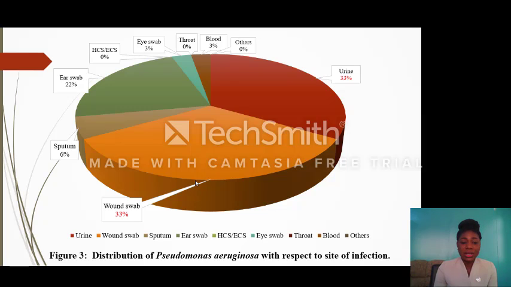Here is a figure showing the distribution of Pseudomonas aeruginosa with respect to the site of infection. Pseudomonas aeruginosa was obtained from wound swab, urine, sputum, ear swab, eye swab, blood, and others. But the highest number of Pseudomonas aeruginosa was obtained from the wound swab and urine with 33% each.